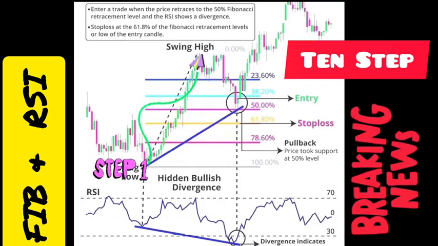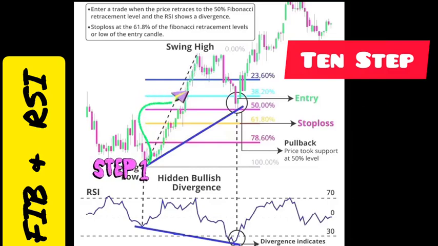Step 1. Identify the trend and swing points. Spot a bullish trend on the chart. Look for a recent pullback. Mark the swing high, the last peak before the pullback. Mark the swing low, the lowest point of the pullback.